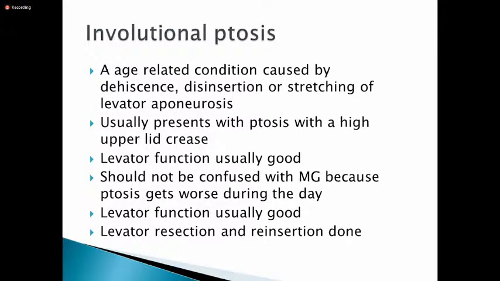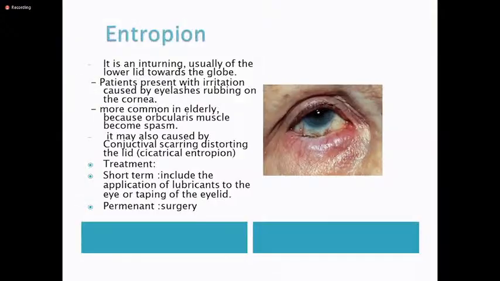Involutional ptosis, I already mentioned that. We have said involutional ptosis is an aponeurotic ptosis. It's caused by age, and then the levator aponeurosis gets damaged with time, and then with that there is ptosis. In this case the upper eyelid crease is usually higher than normal, and the levator function is usually good. Sometimes it can be confused with myasthenia gravis because the ptosis gets worse as the day proceeds, such that it's worse at the end of the day. Levator function in involutional ptosis is usually good. Levator surgery is usually done for that.